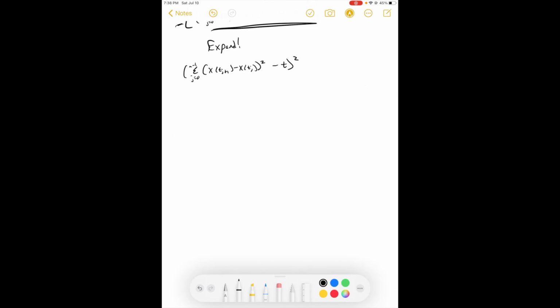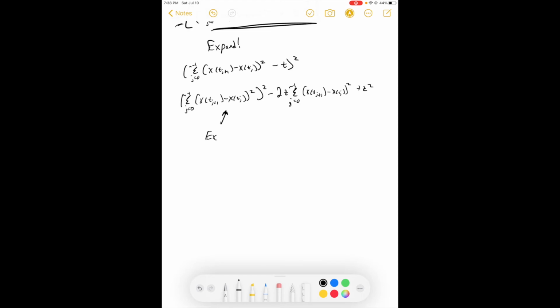We're going to expand this here, and we will get the sum from j equals 0 to n minus 1 of x of t sub j plus 1 minus x of t sub j, squared, squared again, minus 2t times the sum from j equals 0 to n minus 1 of x of t sub j plus 1 minus x of t sub j, squared, plus t squared.